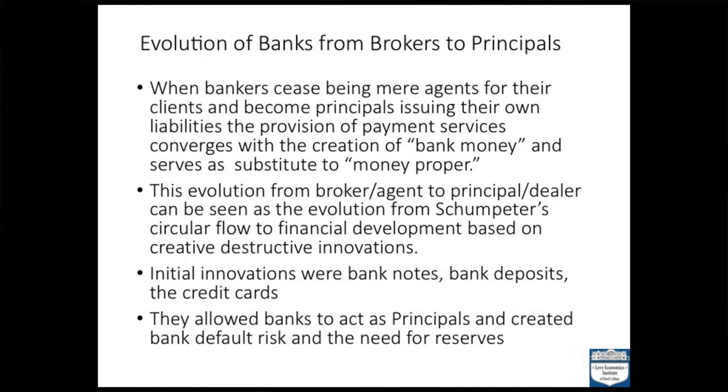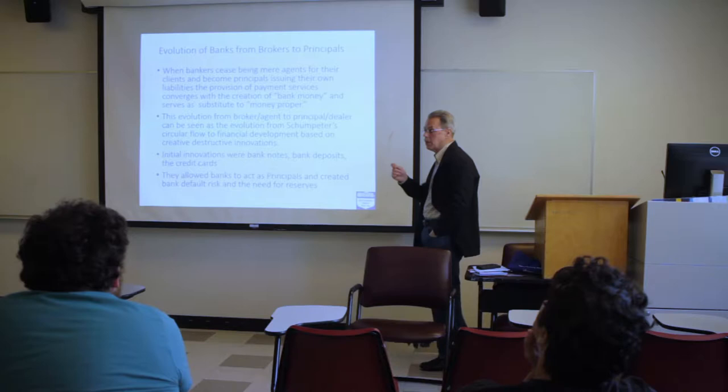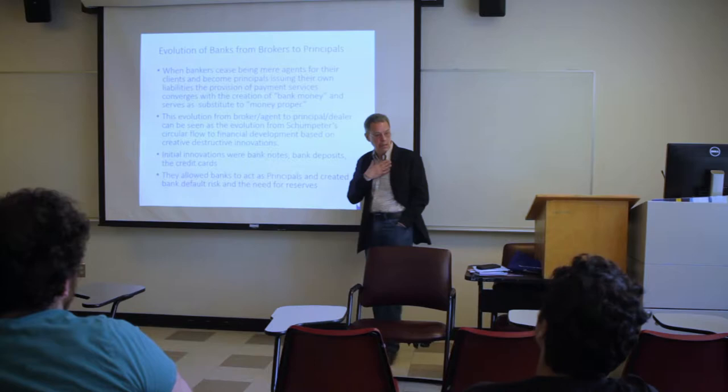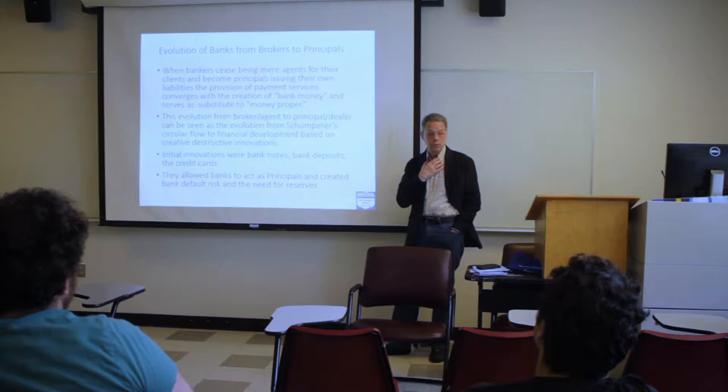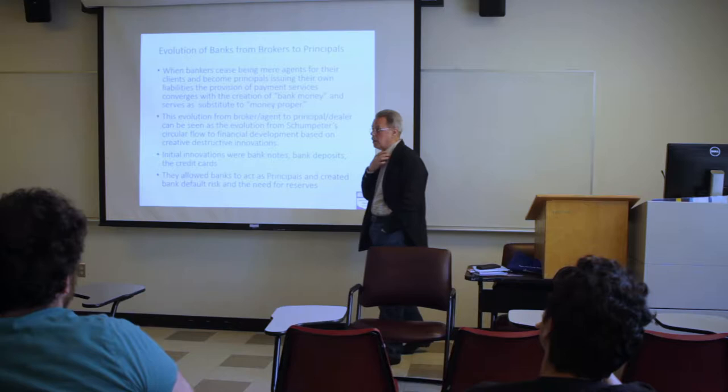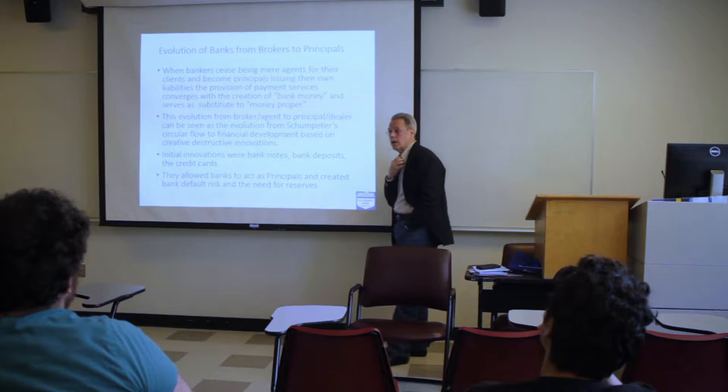When they stop being mere agents for their clients and become principals issuing their own liabilities, the provision of payment services converges with the creation of bank money and serves as a substitute to money proper. Okay? We've already said that we've got this state business side by side. When the banker starts going into business, he's a principal. He's now basically a dealer. He's no longer a broker. And a dealer takes position. This is what Haim would say. When you're taking a position, you have to fund a position. How do I fund a position? Well, I have to go out and find somebody who's going to give me the credit to allow me to take that position.